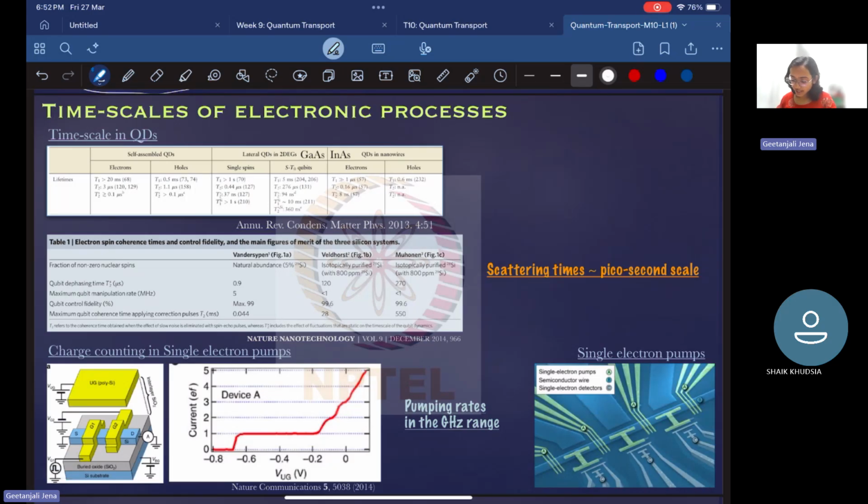If you look at the time scale of different events in different systems, like a self-assembled quantum dot or a gallium arsenide two-dimensional electron gas, the time scale is in the order of microseconds to nanoseconds or milliseconds. But for ultrafast sensing, we need to design a sensor which can sense the charging and discharging events at a much faster rate.